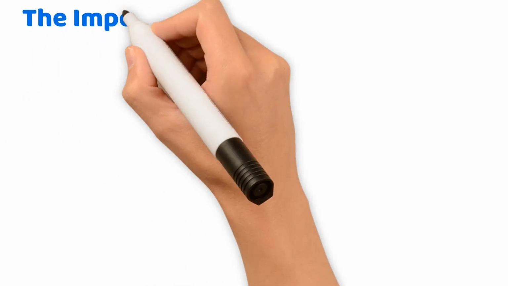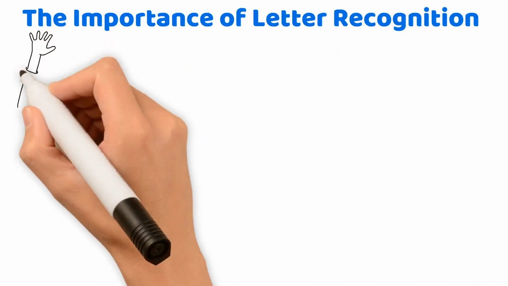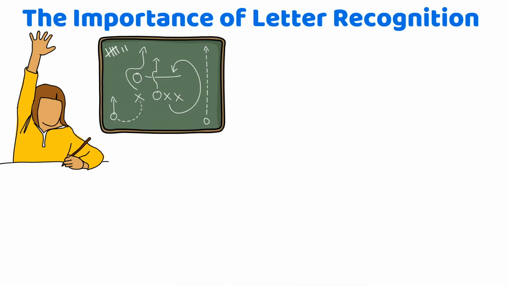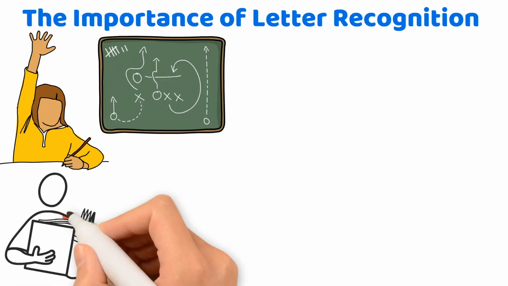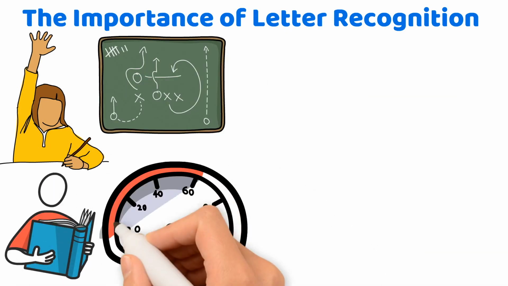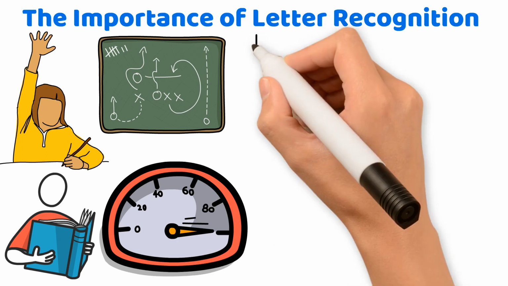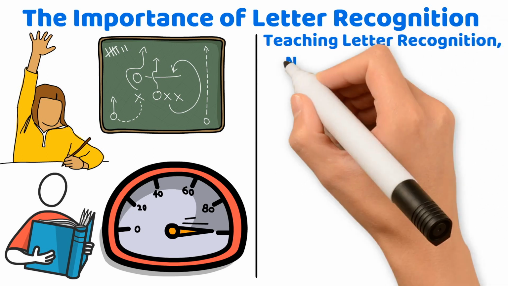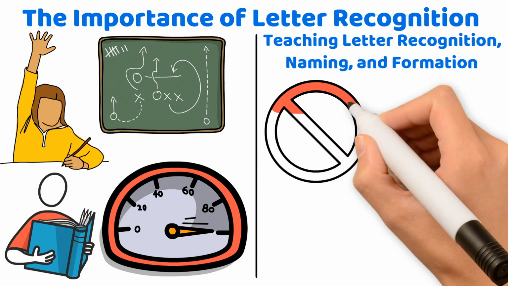Next, you need to know about the importance of letter recognition, which involves students pointing to letters as you name them, connecting auditory clues to visual symbols. This skill is critical for reading development, as quick and accurate letter recognition sets the stage for effective phonics learning. When it comes to teaching letter recognition, naming, and formation, don't get tripped up on test day.